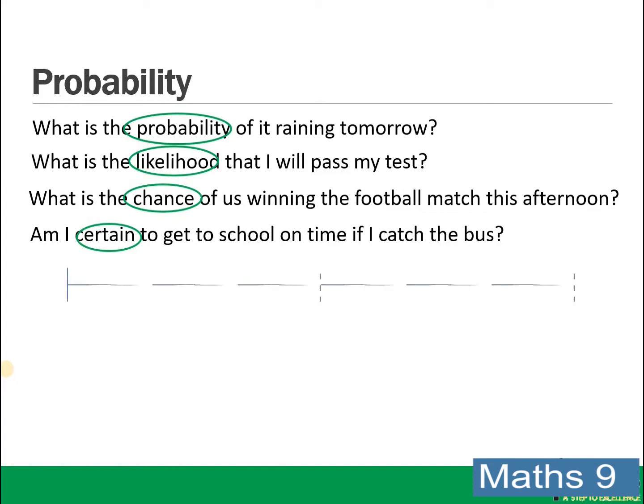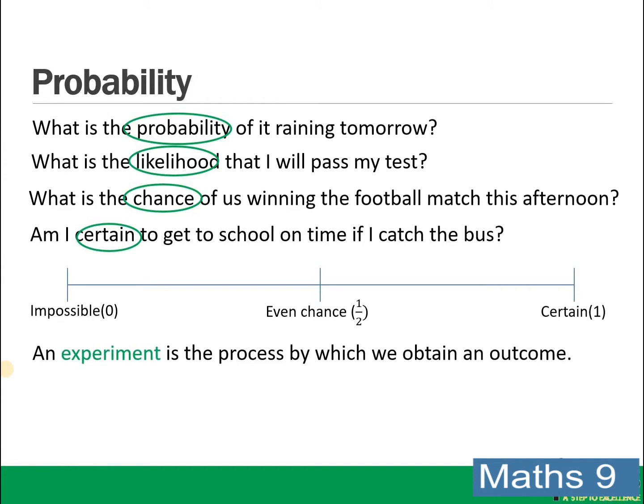We represent probability on a scale like this. In the middle is an even chance, or a probability of a half. This is where it's equally likely that the event does happen or doesn't happen. On the left is impossible, or a probability of 0, which means that the event definitely will not happen. And on the right is certain, or a probability of 1, which means that the event will definitely happen. The probability of an event happening will always lie somewhere on this scale between 0 and 1.